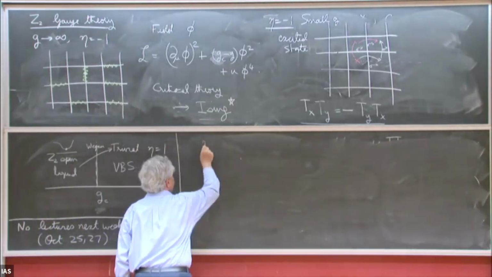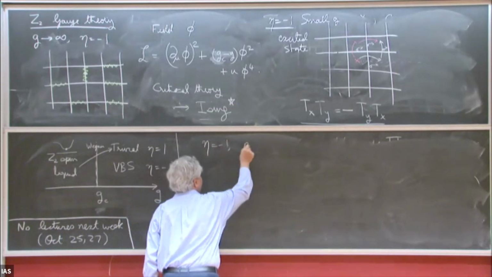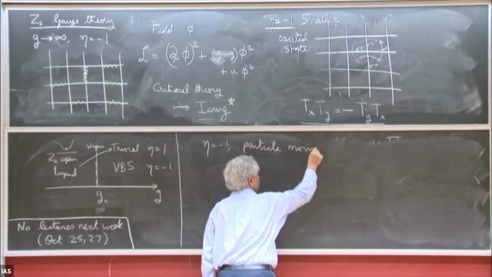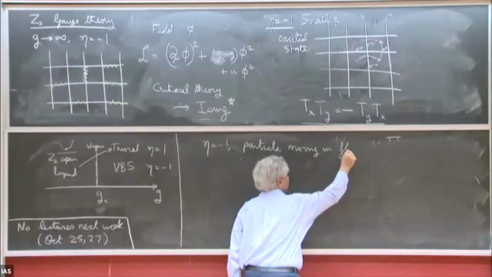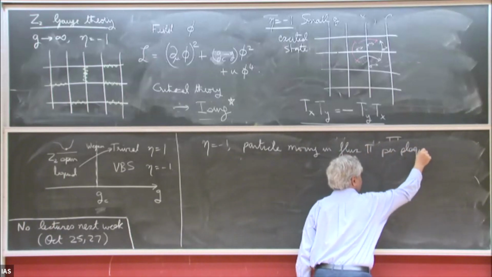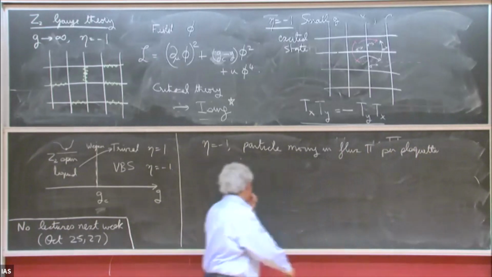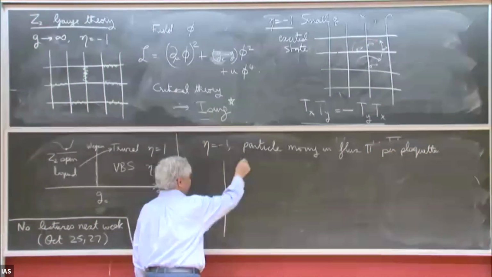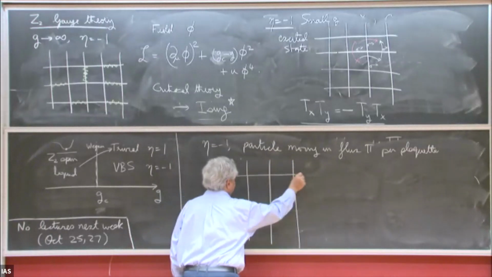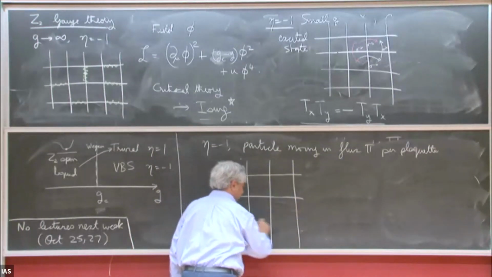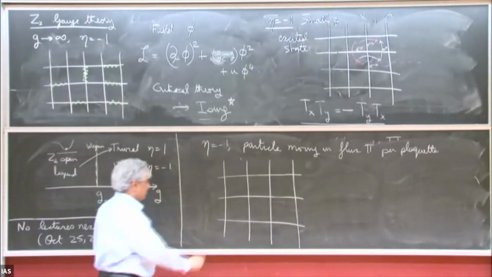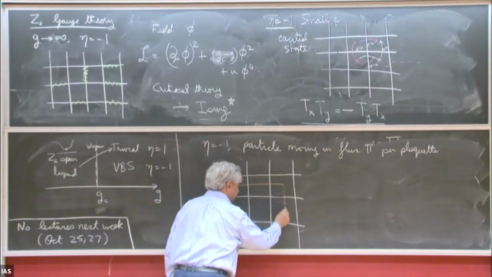So we're going to have eta equals -1: the particle moving in flux pi per plaquette. This is the kind of thing we're very used to doing for electric charges, but not for magnetic charges. It's essentially the Hofstadter problem. The only difference is the dual lattice. Let me remember that I draw the dual lattice with orange. The particle is hopping on this lattice.